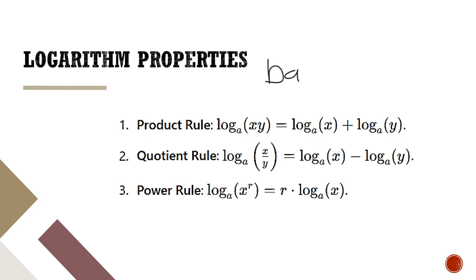Just remember our base, which is A, has to be not equal to 1, and it has to be bigger than 0. So those are a few things just as a reminder as we're going through, because a logarithm can't have a base of 1, nor can it be a negative base.